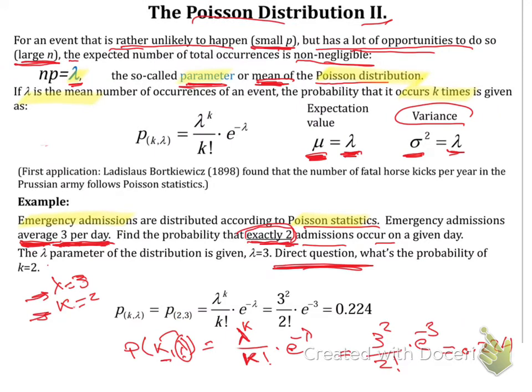The second condition is that the event is unlikely to happen, but it has a lot of opportunity. So the population, the sample size, is very big. Still, we cannot ignore it. We cannot say it is negligible. It still can happen.